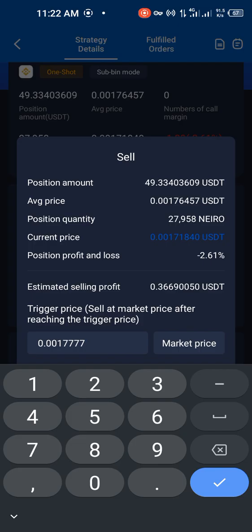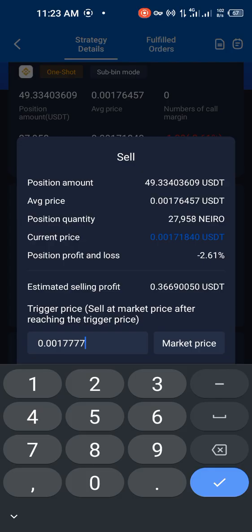Now you can see the estimated selling profit here, you can see 0.3666. So the bot is going to give you 0.30. Remember, it's according to what your capital in the market, according to your trade capital. So instead of giving you 1% of that trade capital, it's going to give you half of it, that's a kind of 0.3% or 0.5%, depending on what you place.